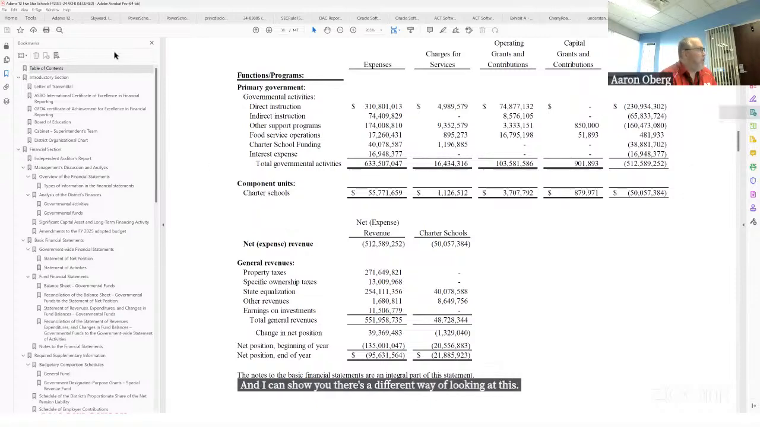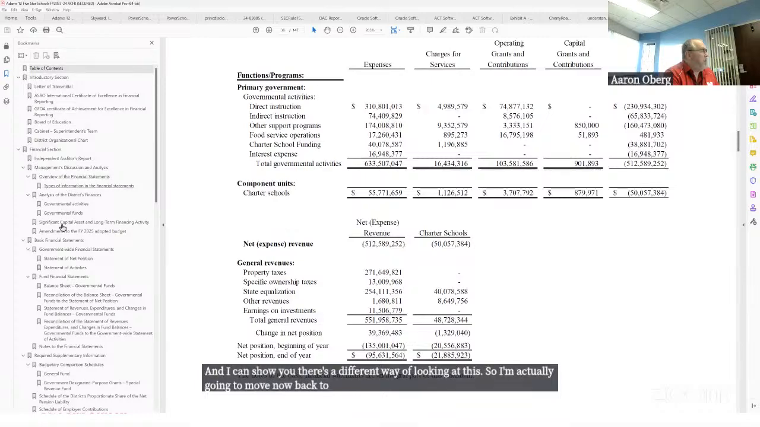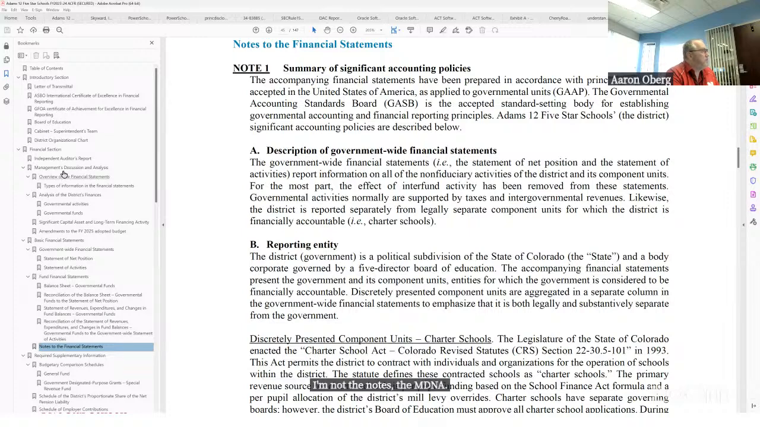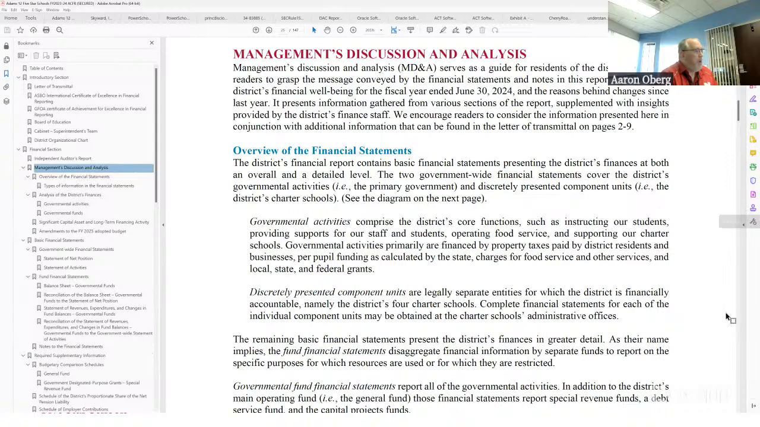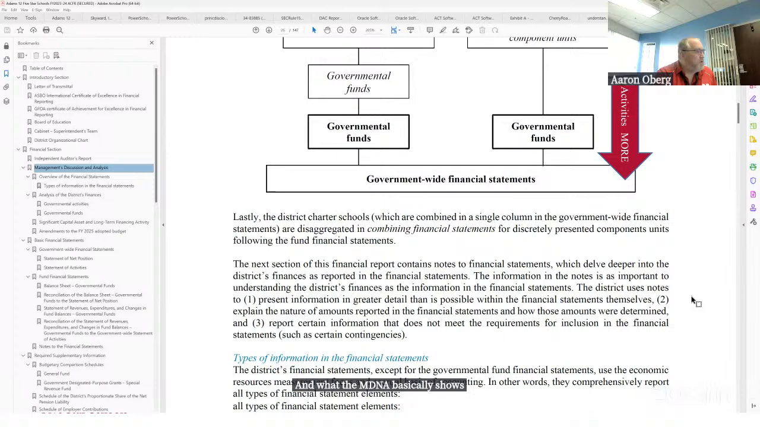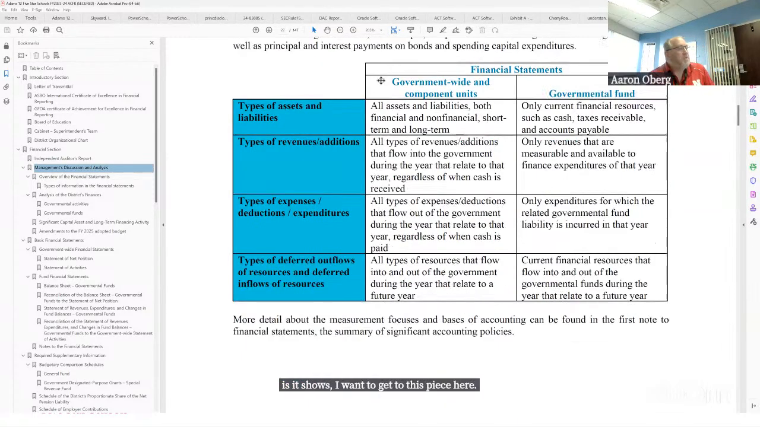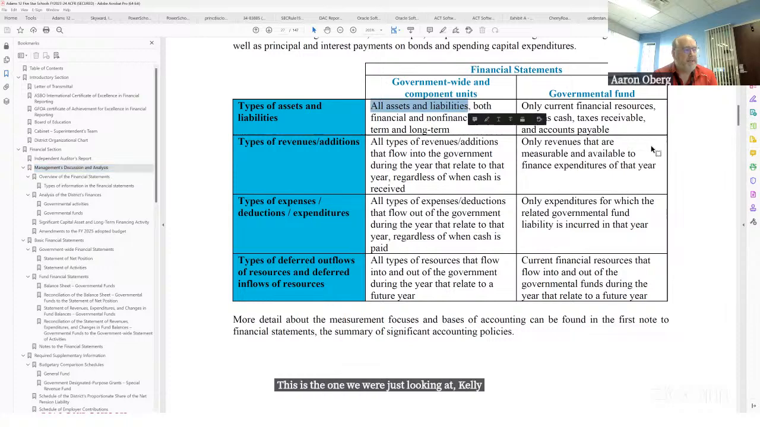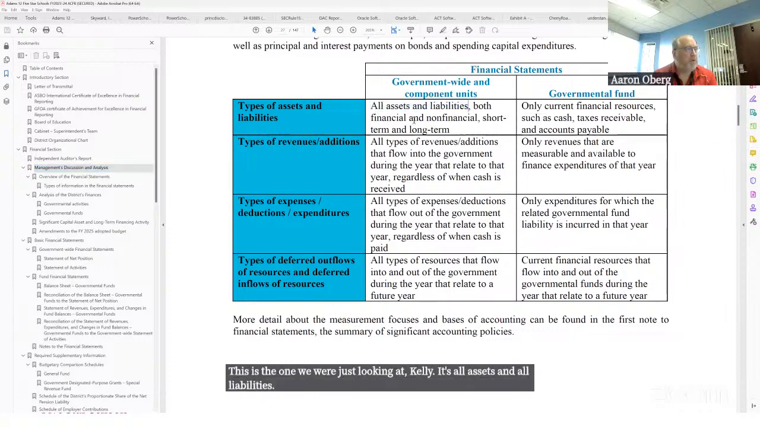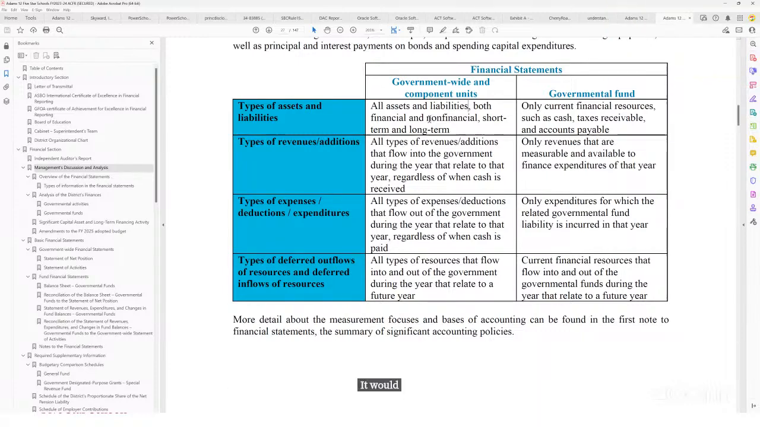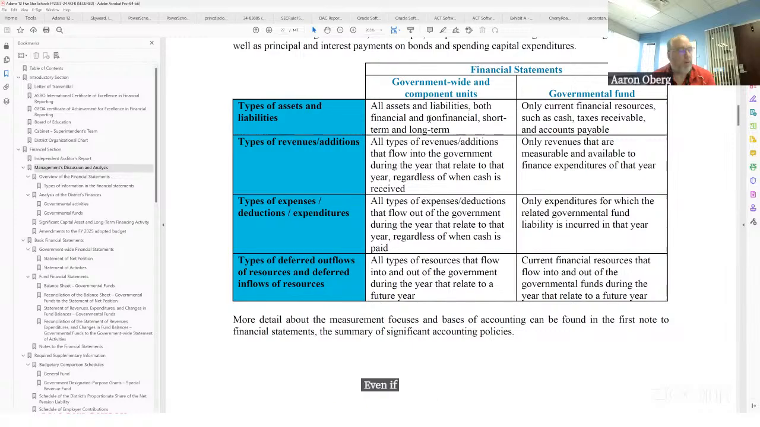So I'm going to move now to the MD&A. What the MD&A basically shows is we have what's called the government-wide financials and then the governmental fund financials. This is the one we were just looking at, Kelly. It's all assets and all liabilities, both financial and non-financial, both short-term and long-term. It would be all revenues, even if it relates to a future year way down the road.